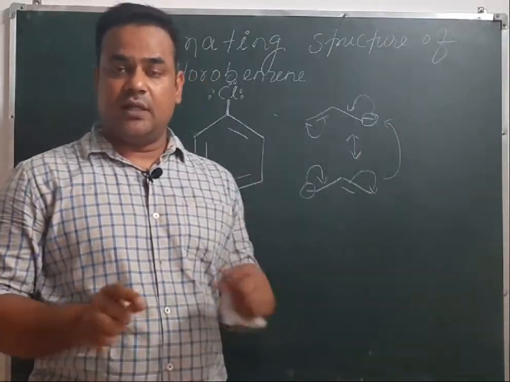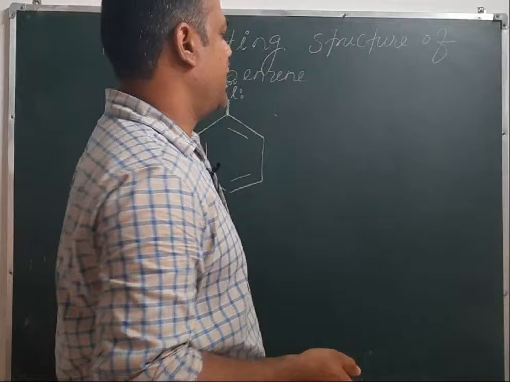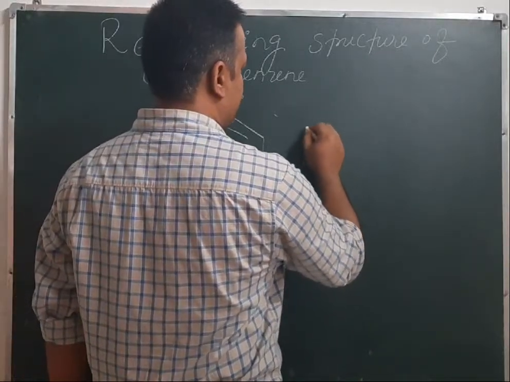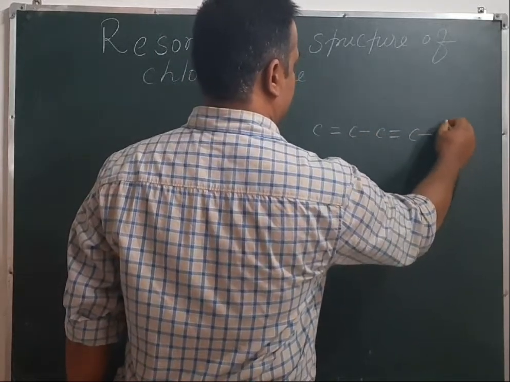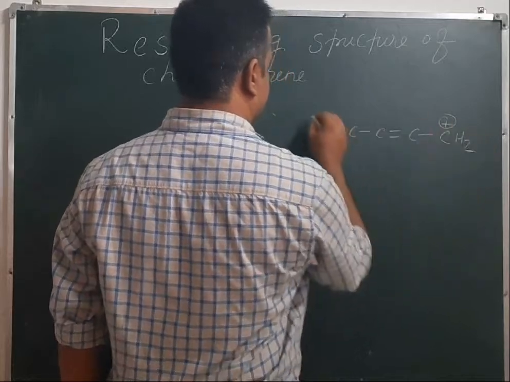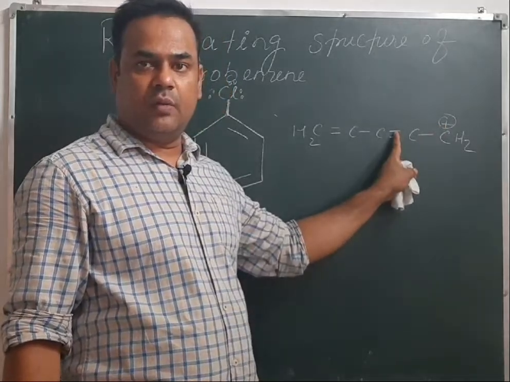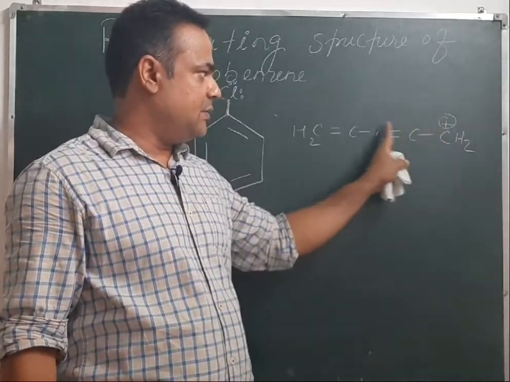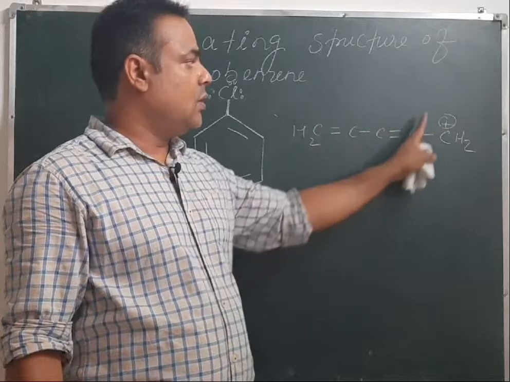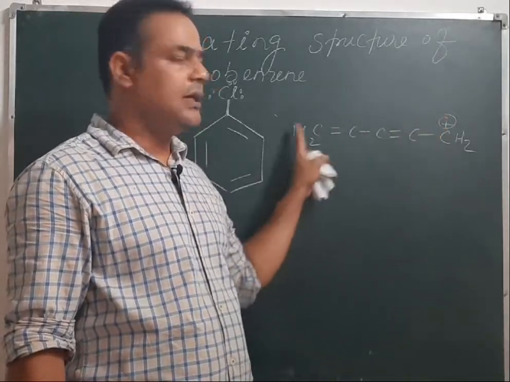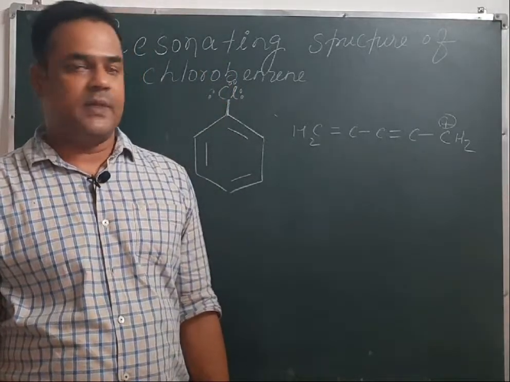If a positive charge is in conjugation with a double bond, that will also give a resonating structure. Means if the case is something like this, and suppose the positive charge is here, again you can see this positive charge is in conjugation with the double bond. The sequence is like positive, single, double, single, double. If a lone pair is here, lone pair, single, double, or negative charge, single, double, then this system is called a conjugated system, and in this conjugated system resonance takes place.